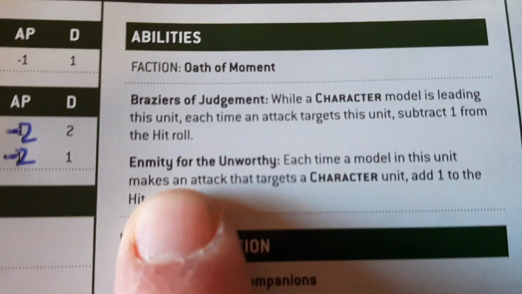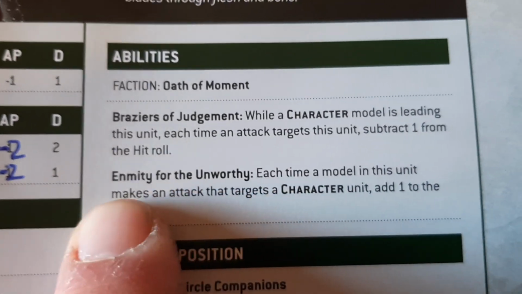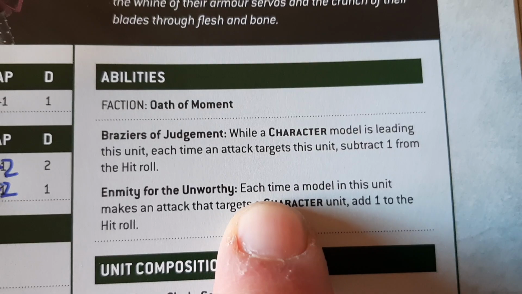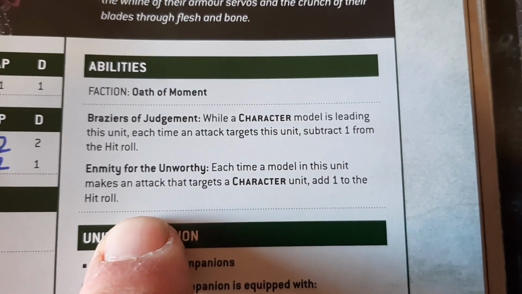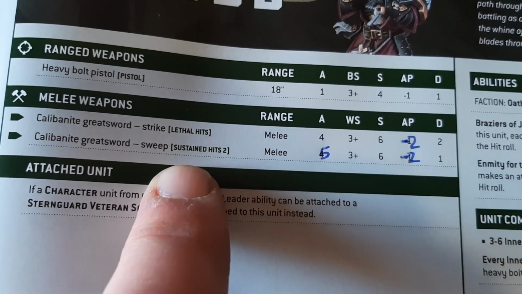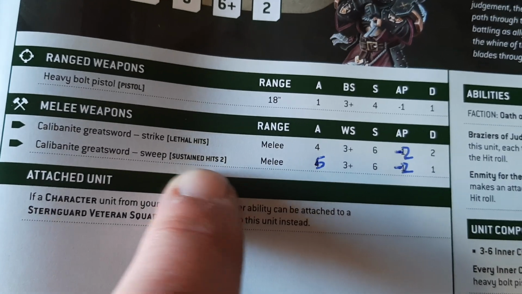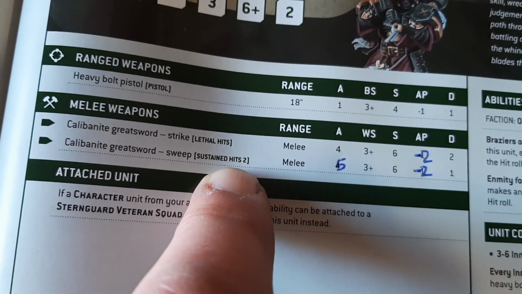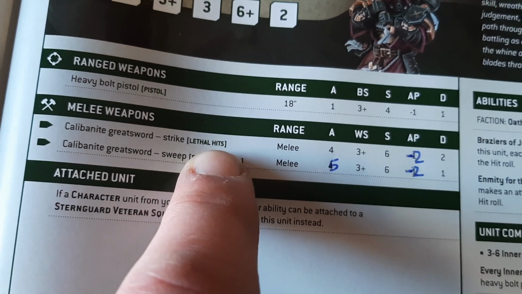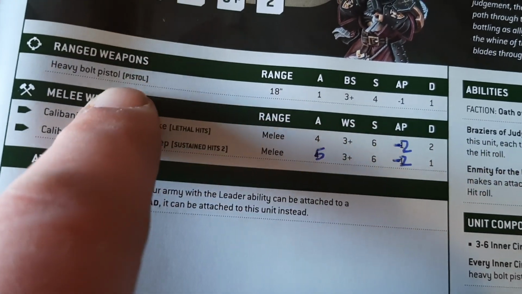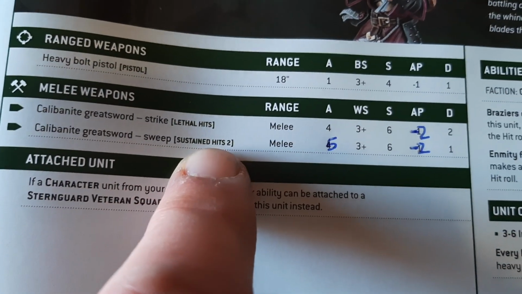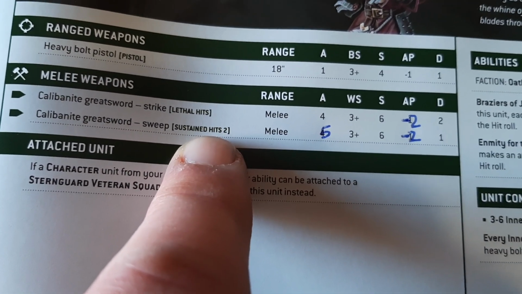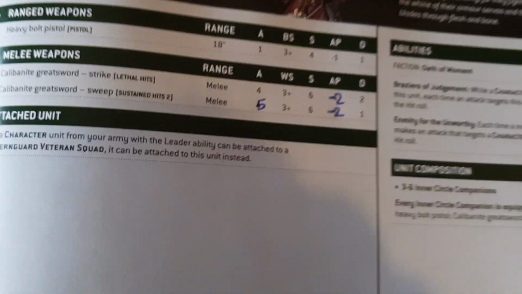Enmity for the Unworthy. Enmity, okay, I don't know what that word means. But each time a model in this unit makes an attack that targets a character unit, add 1 to the hit roll. Again, that's absolutely amazing with lethal hits and their sustained hits and all that. But see, lethal hits and sustained hits. If I put Azrael in a unit, they already have sustained hits 2 on their sweep. But that means if I did the strike, Azrael would give them sustained hits 1 on that, as well as their pistol getting sustained hits 1, and lethal hits if there's a lieutenant in there. The same as well if I was doing a sweep attack, they got sustained hits 2, but then a lieutenant in the unit would give them lethal hits on that.